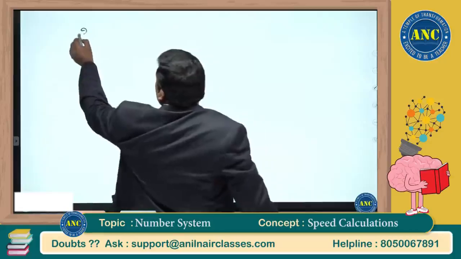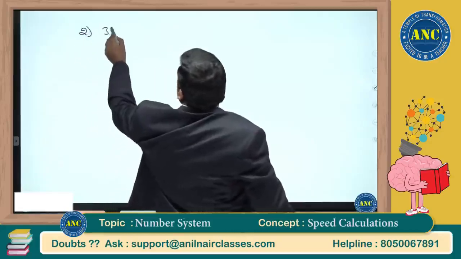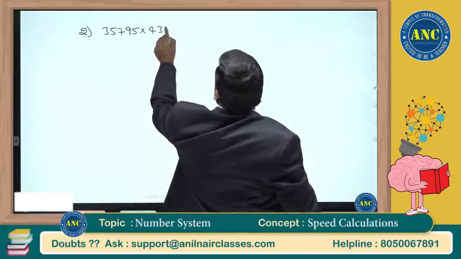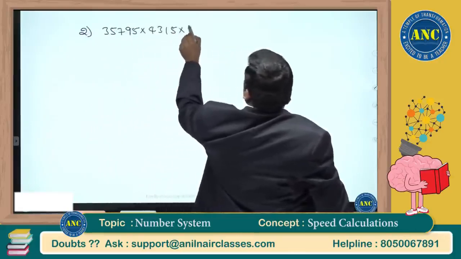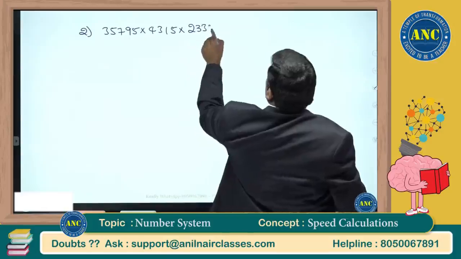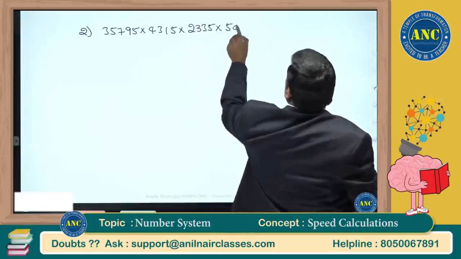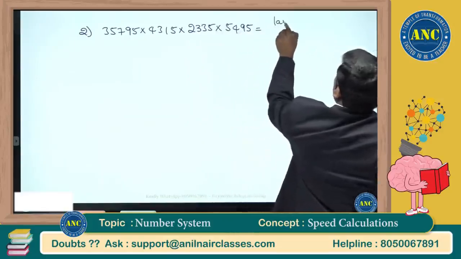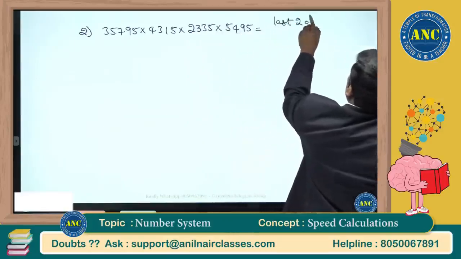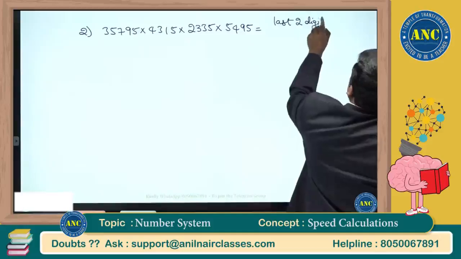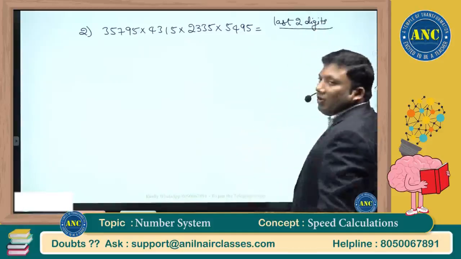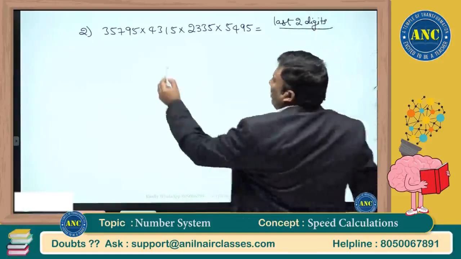Second question. One more question. 35795 into 4315 into 2335 into 5495 into 5495. We require the last two digits of a number.